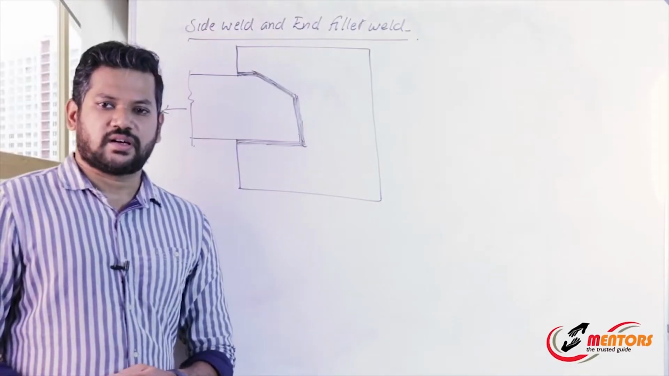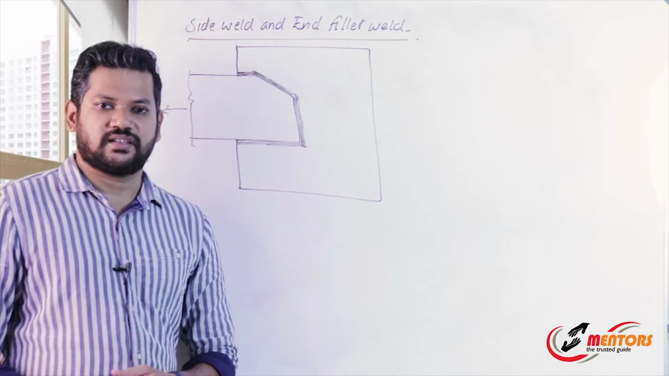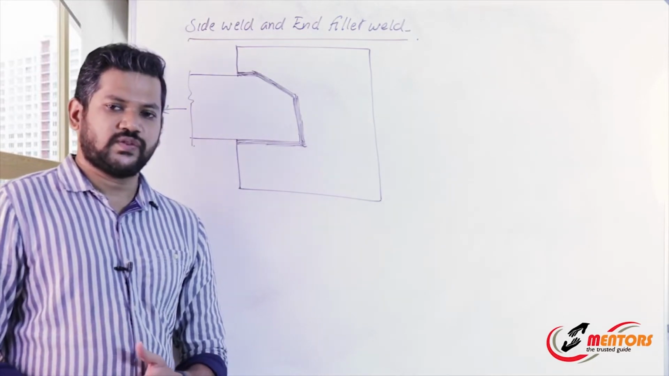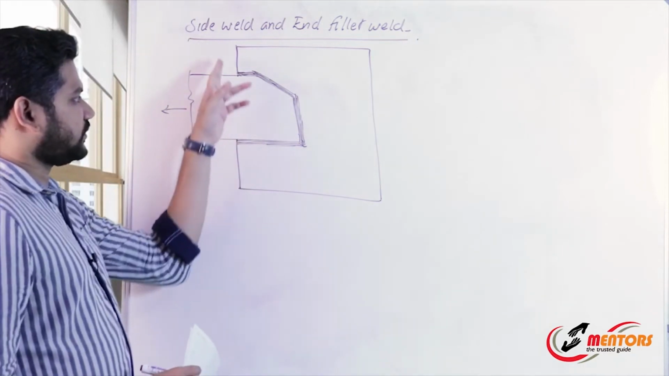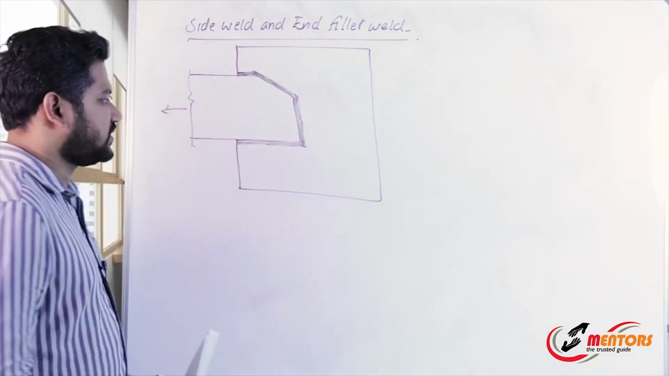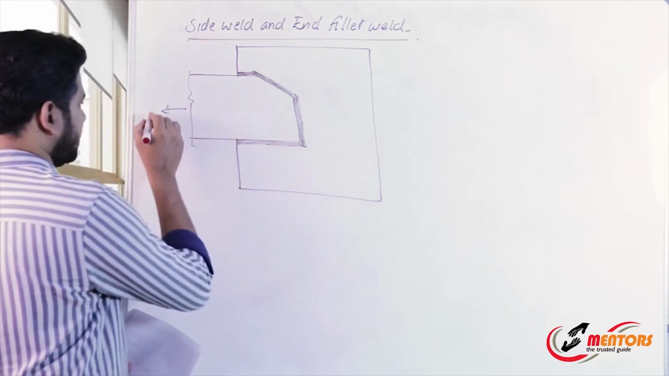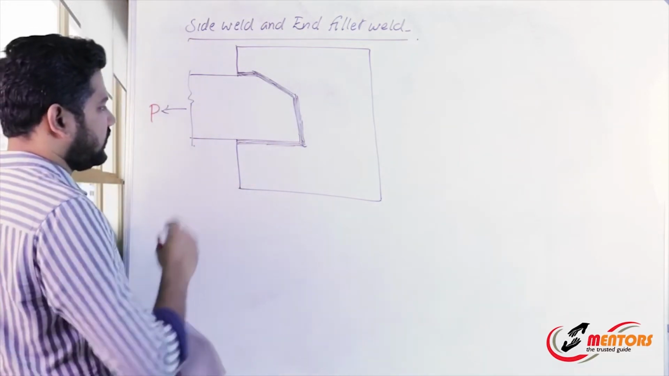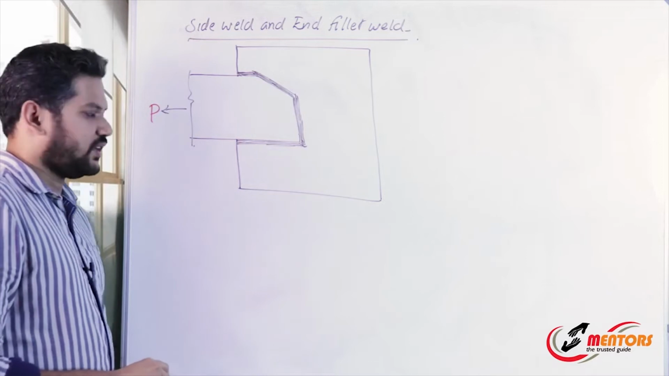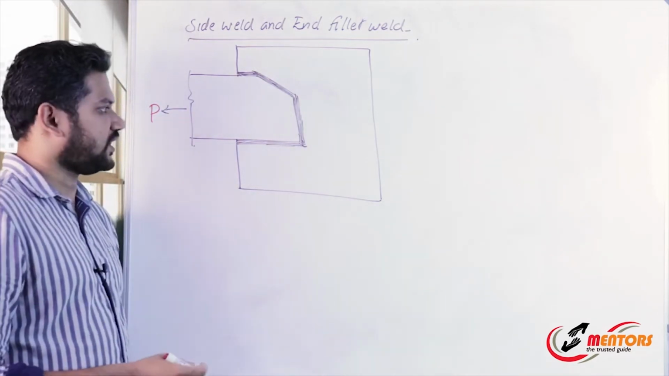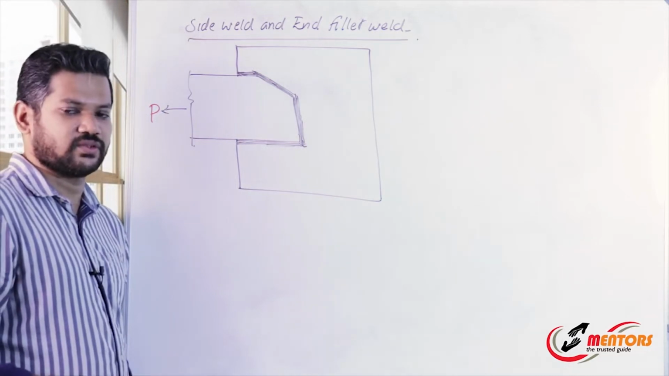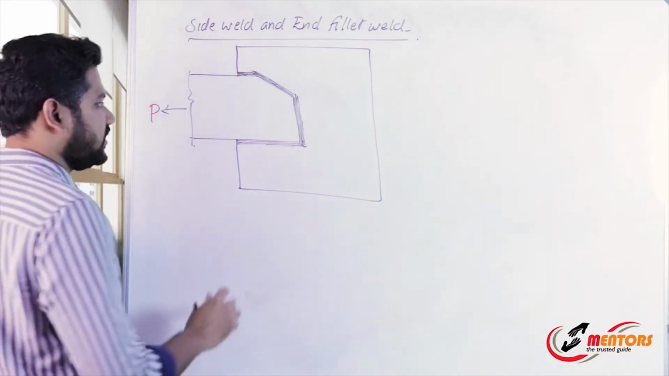Next we can discuss the side fillet weld and end fillet weld. It will be clear with the help of this figure. Consider a plate which is welded over another plate. Here you can find a load acting in this direction for this particular plate. From the direction of load we can classify the fillet weld into the end fillet, the side fillet and also the diagonal fillet.